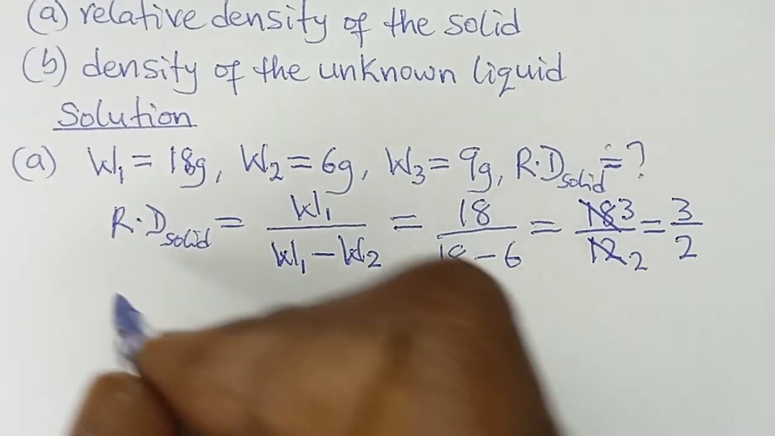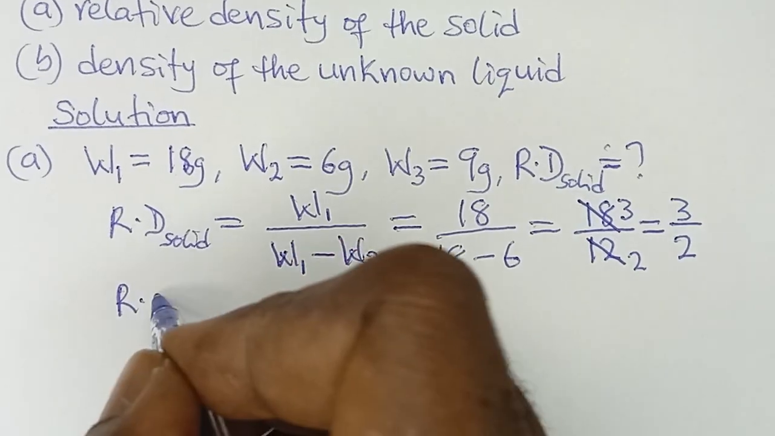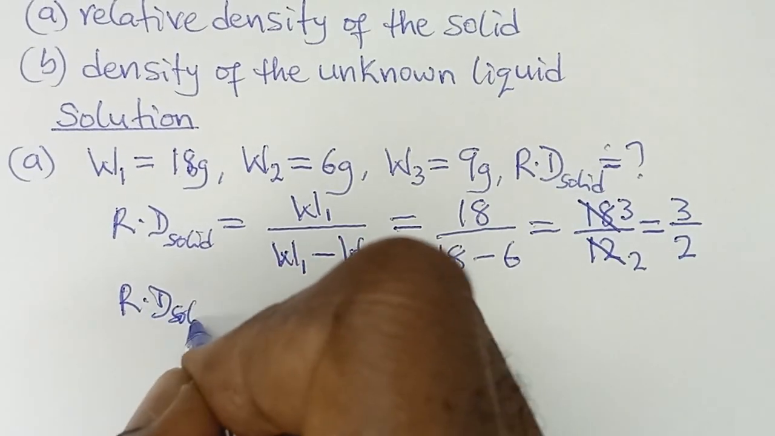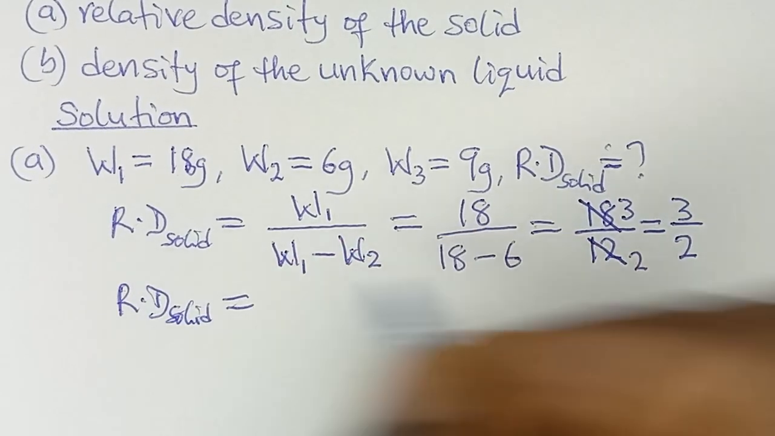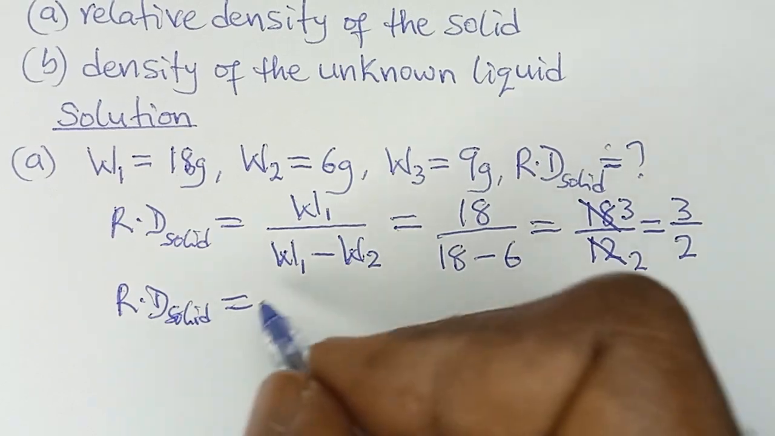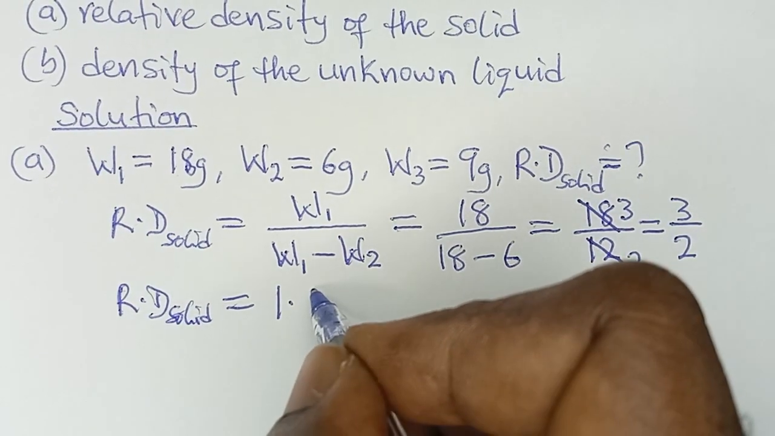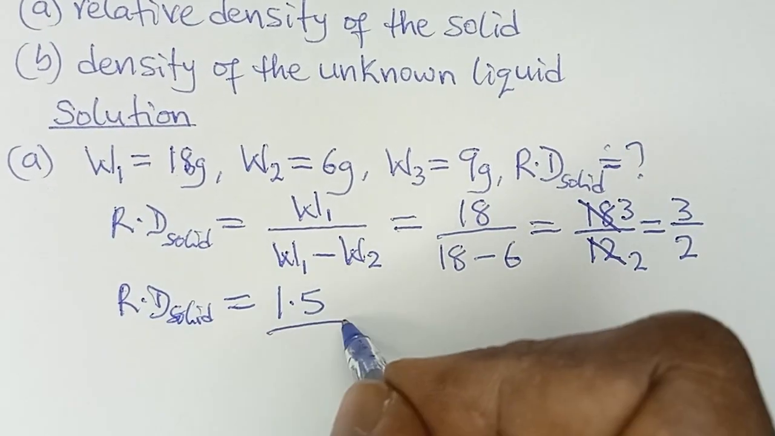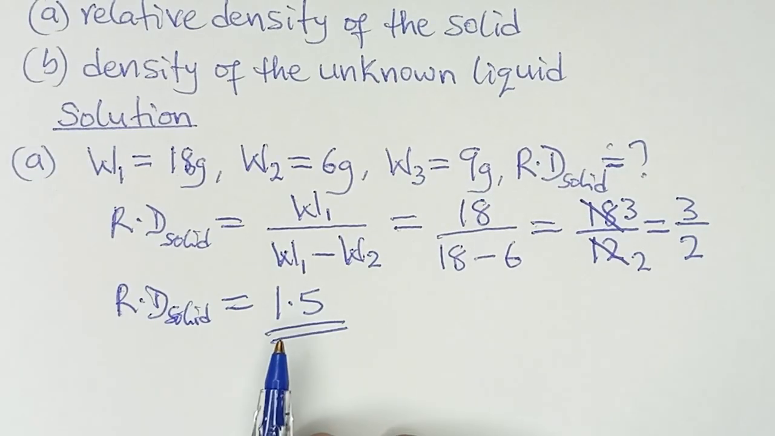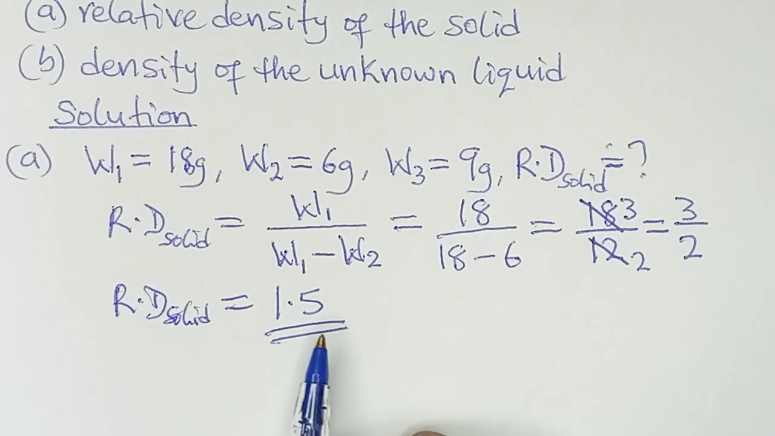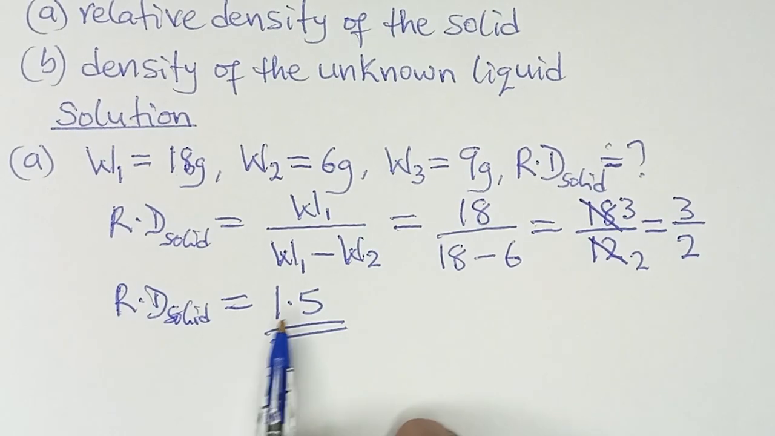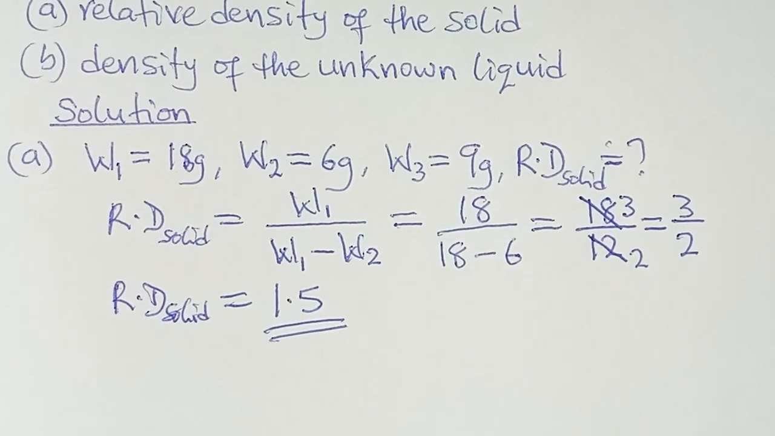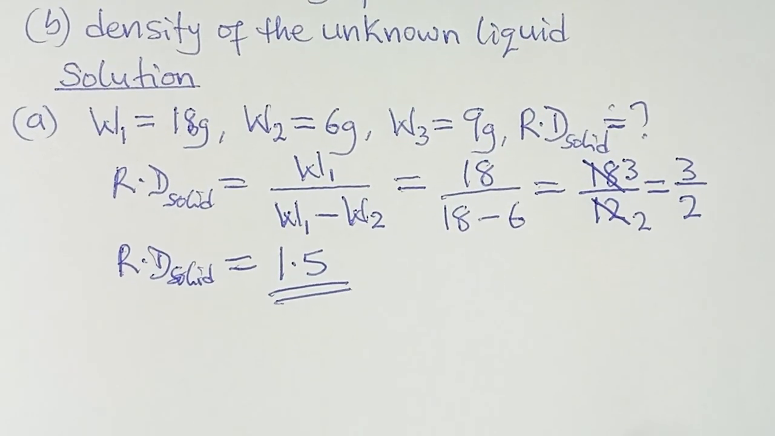That is the relative density. And 3 over 2, we can now say relative density of the solid is equal to 3 over 2. And 3 over 2 is same thing as 1.5. So this is the relative density of the solid. Relative density, don't forget, has no unit. So it is simply 1.5. And then now let's move on to the B question.